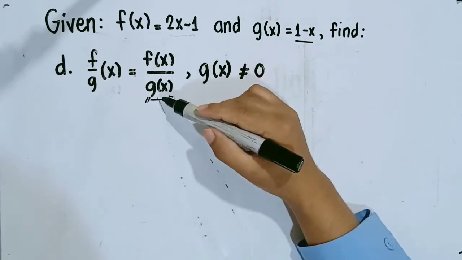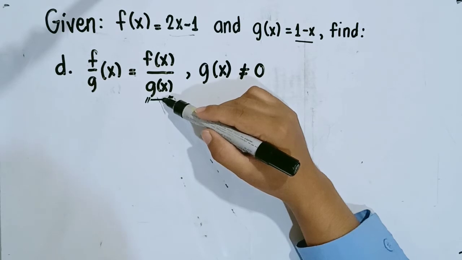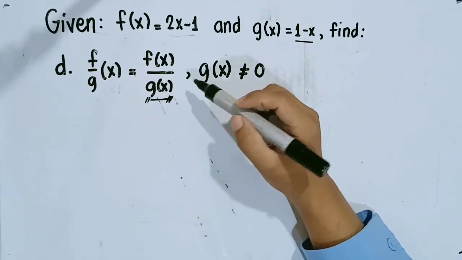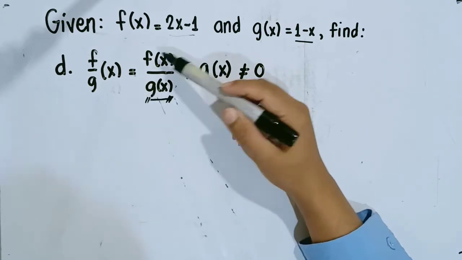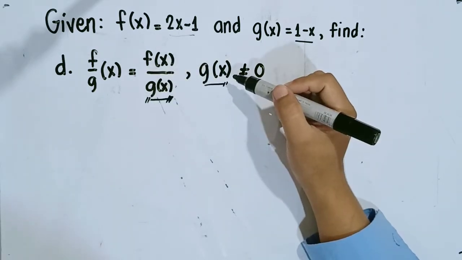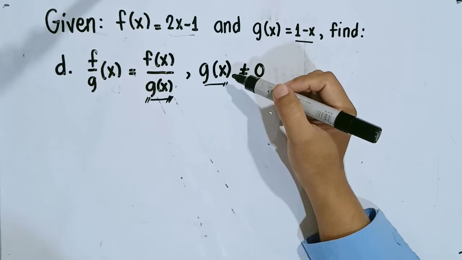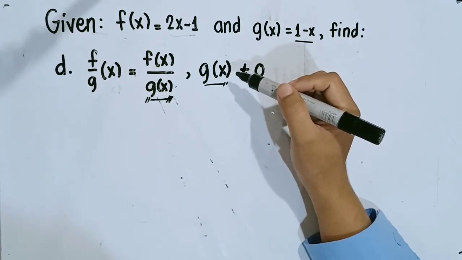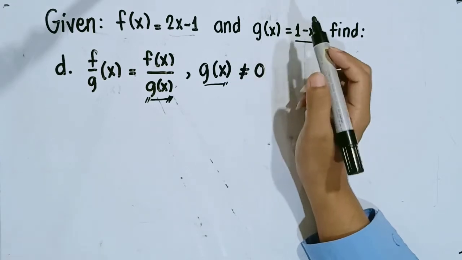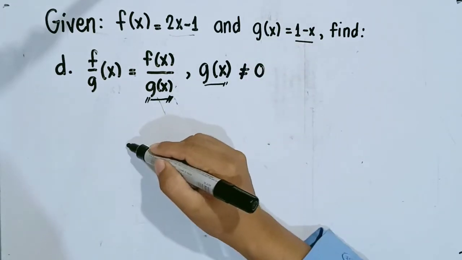So why is it that our denominator or our divisor should not be equal to 0? It is because if our denominator is 0, this will be undefined. So there is a restriction in the denominator. In dividing two functions, we must determine the restriction in the denominator. So let us solve this one.